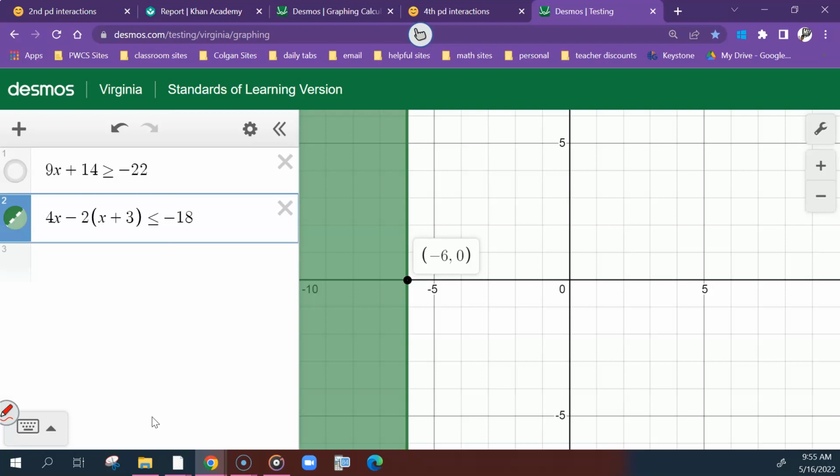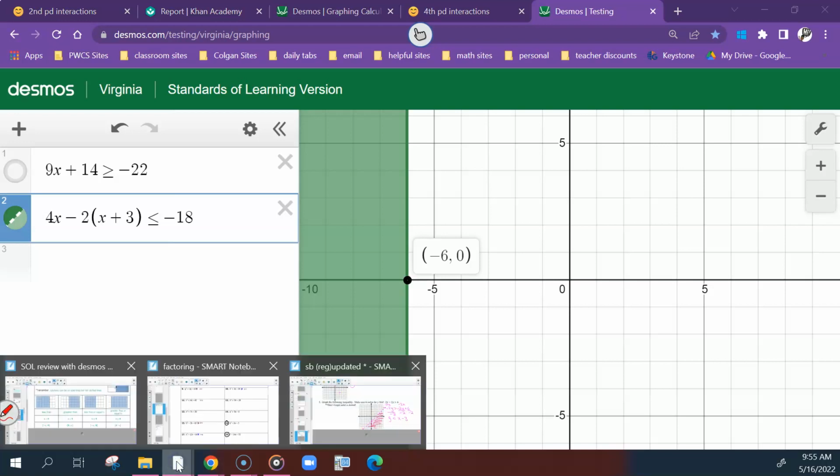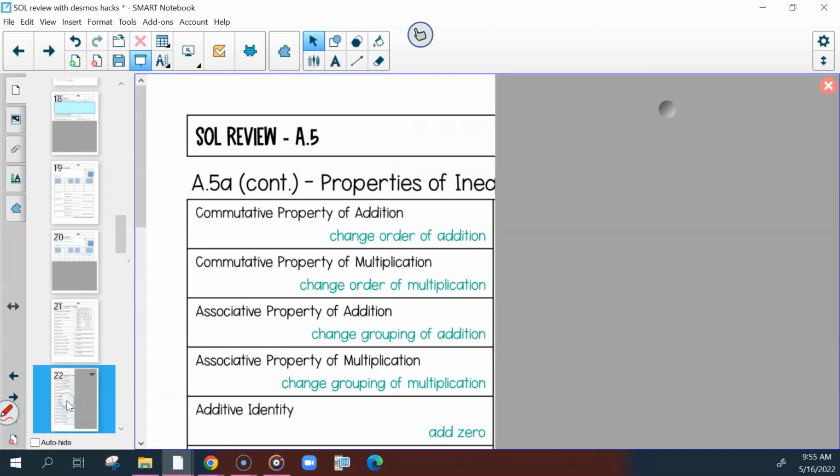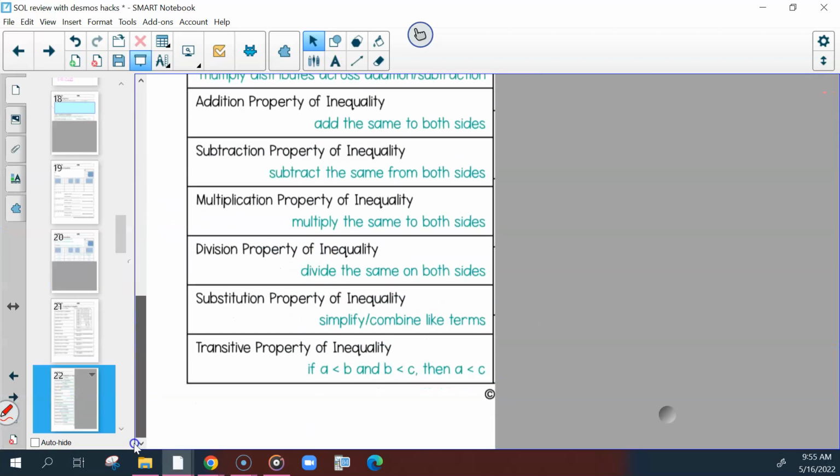On the next page, these properties are the same as the equation ones, except for the very last one. So I'm not going to go back over those. You can go back and rewrite those again. I'm not doing that right now. For the very last one, the transitive property of inequality: if A is less than B and B is less than C, then A is less than C.